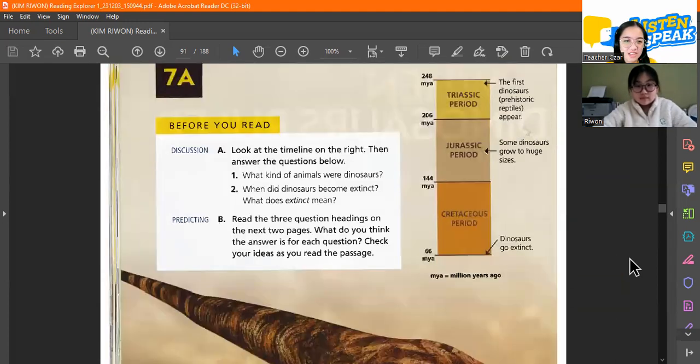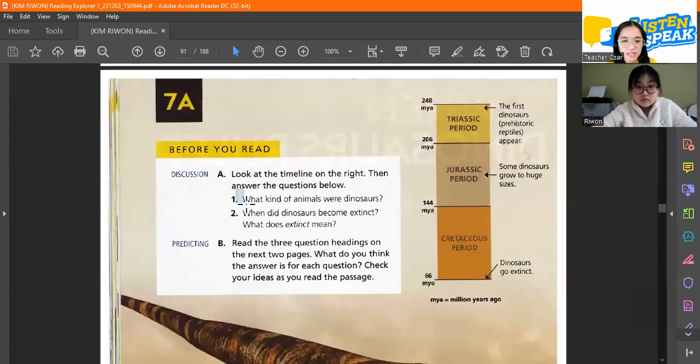Yeah. Now, let's try to have this one. So this one is 7A. We are going to discuss this illustration. All you need to do is to look at the timeline on the right, then answer the questions below. So here is the first question. What kind of animal were dinosaurs?